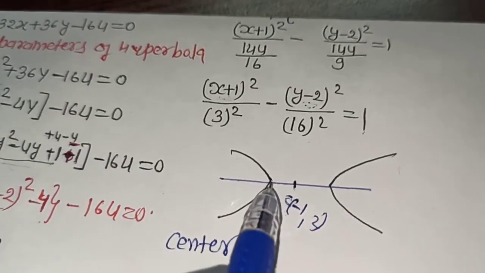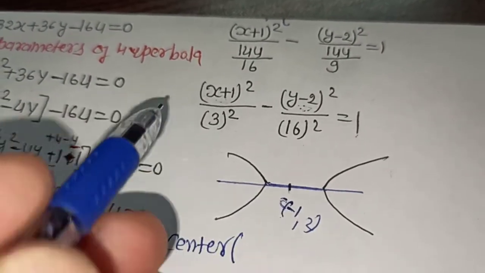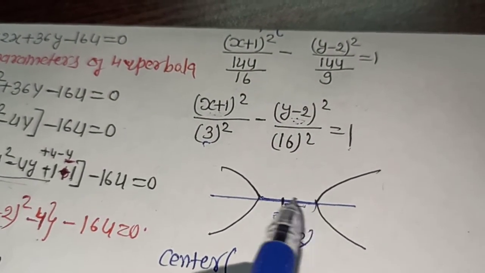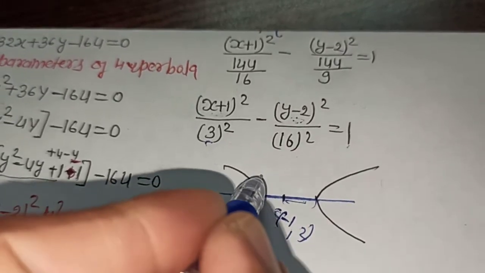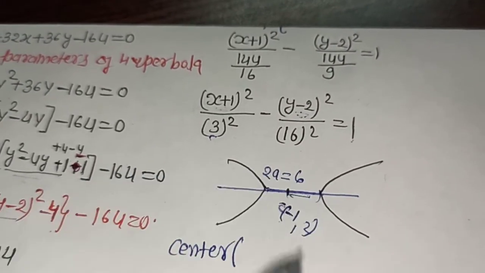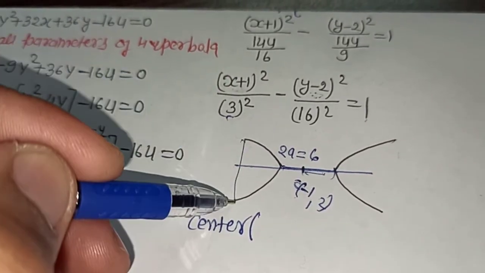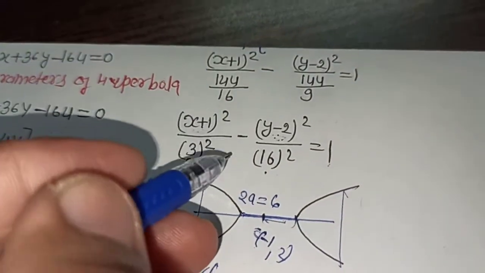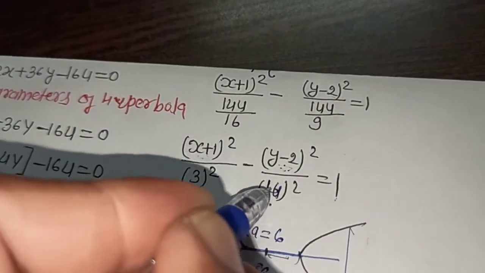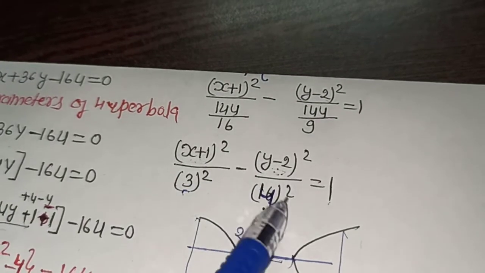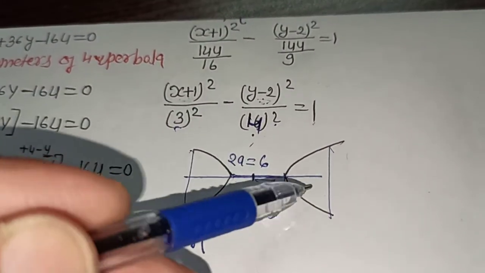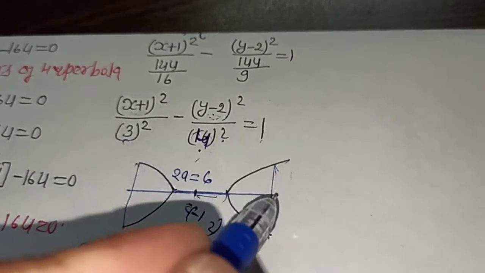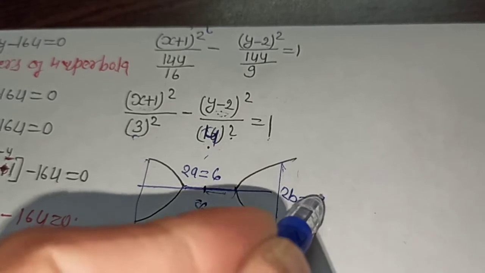Now you can see that this is the length of the transverse axis, and this length is 3. The distance from the center to the vertex is 3, so 3 plus 3 would be 6. So 2a is the length of the transverse axis, it would be 6, and this is the length of the conjugate axis. The length of the conjugate is, my mistake, it would be 4, because here we get 16, so 4 squared. So the length is 2b, and this is the value of b. When you find the value of 2b, it is equal to 8.